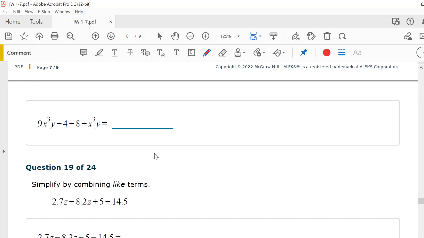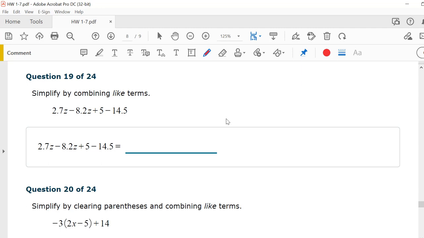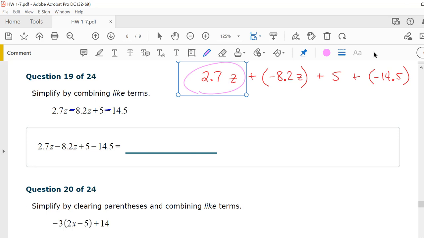Number 19. Uh-oh, decimals. Don't let that mess you up. I am going to rewrite it and get rid of the subtraction, though. I don't like seeing subtraction signs. I'm going to write it as 2.7z plus negative 8.2z plus 5 plus negative 14.5. Okay, with my z's, I have 2.7z plus negative 8.2z. So on my calculator, I'm going to type in 2.7 plus negative 8.2.